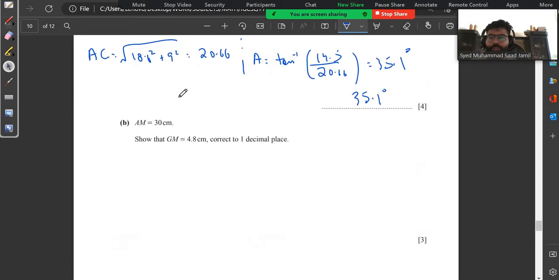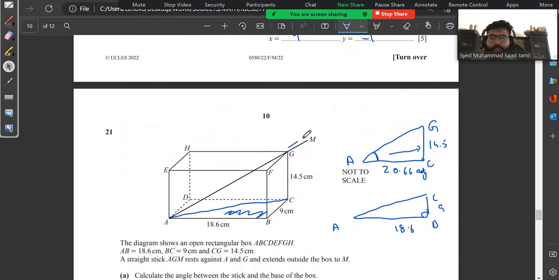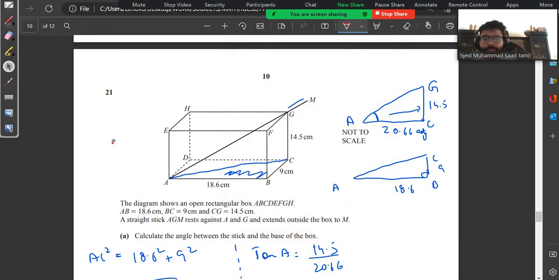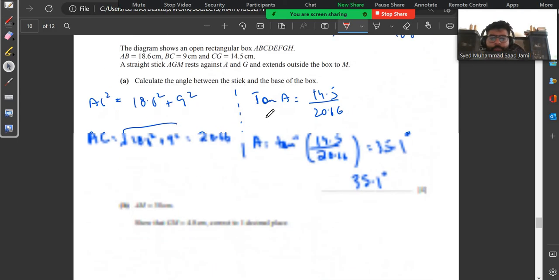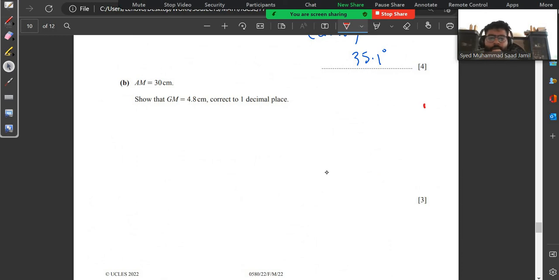Now in the next question it says AM is 30 centimeters. Show that GM is equal to 4.8. So basically you have to find this extra length. If you look at this triangle, I'll make it a right angle triangle. It's like this, right? The one we just solved, ACG. So then again we will use Pythagoras theorem. We will solve for AG. I'll make a small diagram over here as well. ACG.